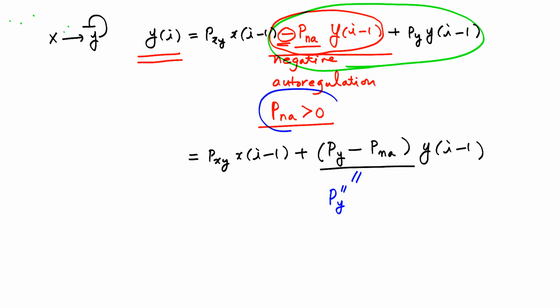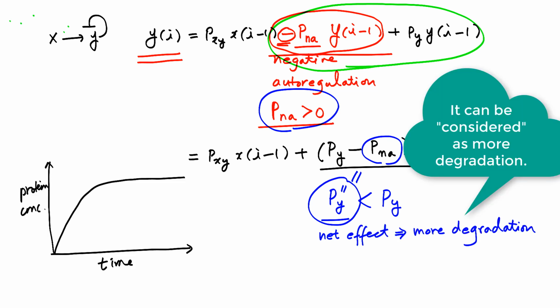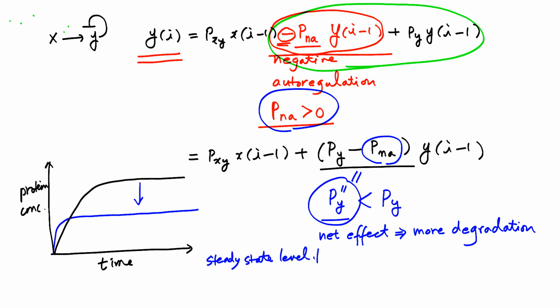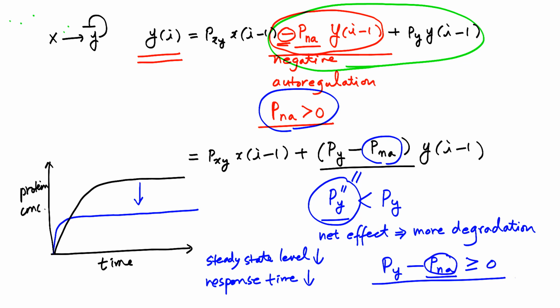Because P sub Na is a positive value, this value is less than P sub y. So the net effect will be more degradation. When we have this negative autoregulation, the steady state level decreases and the response time also decreases. And note that this P sub y minus P sub Na should be greater than or equal to 0. That means the value of P sub Na should satisfy this condition.